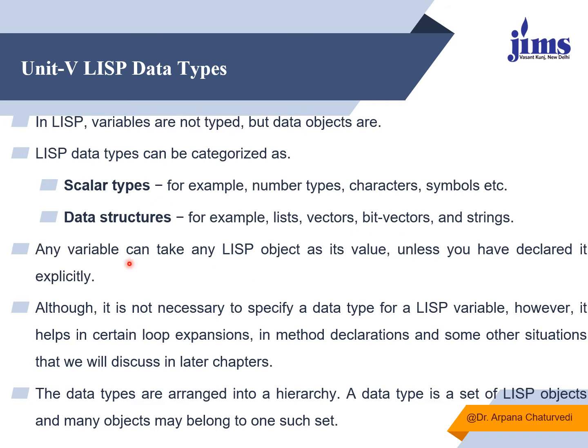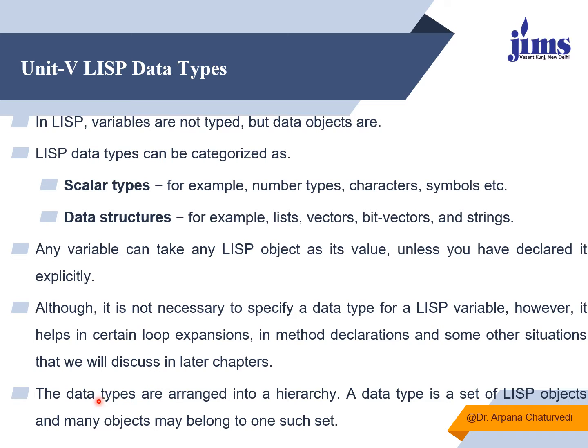As we go further, we'll see how the variables are defined with respect to different types of data types. Any variable can take any Lisp object as its value unless you have declared it explicitly. Otherwise, the moment you initialize the value to the variable, it will take the type of that particular information only. It is not at all mandatory over here to specify a data type for a Lisp variable, as it is mandatory in other languages like C, C++, Java. However, it helps in certain loop expansions, in method declaration, and some other situations which we'll be discussing in coming lectures.